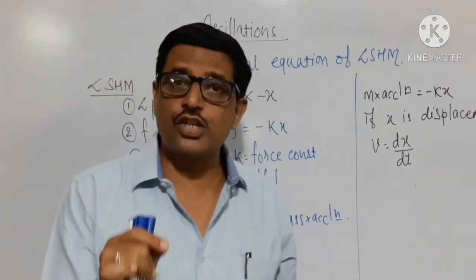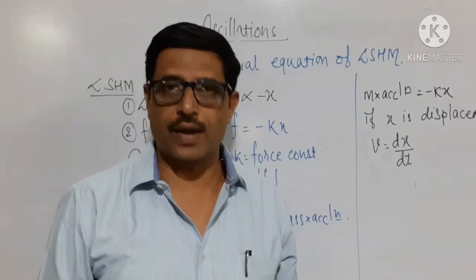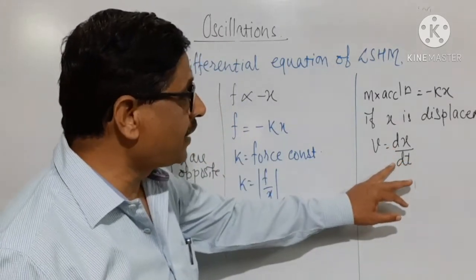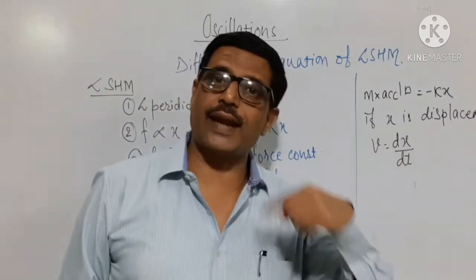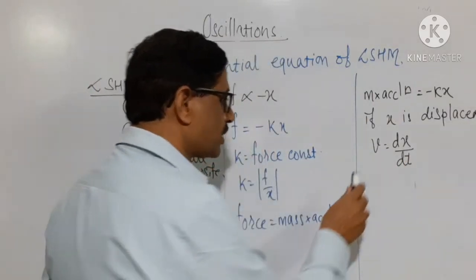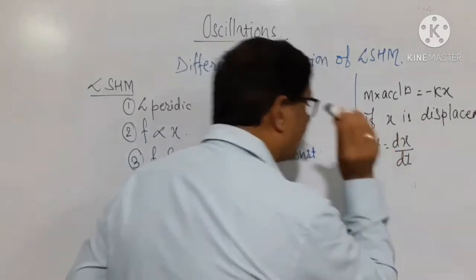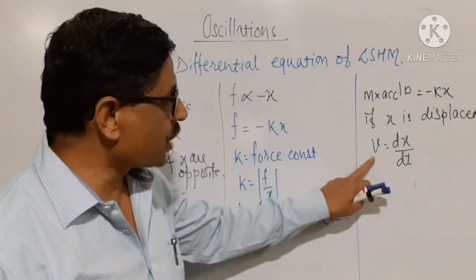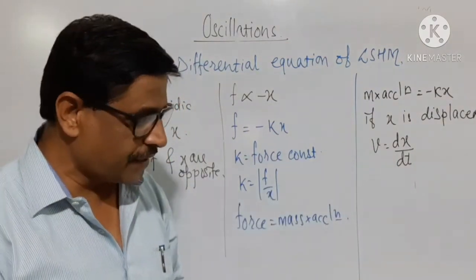If x is the displacement at a given instant of time, then dx by dt is the velocity at a given instant of time. Therefore, this velocity is the instantaneous velocity. This instantaneous velocity is dx by dt.